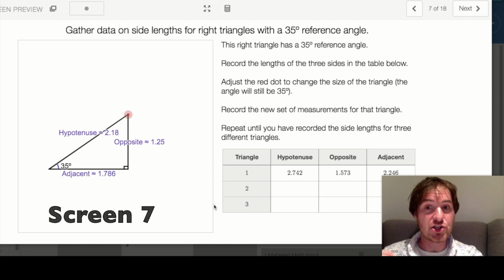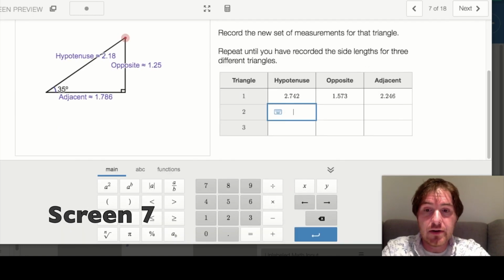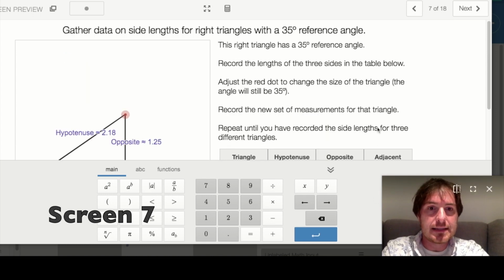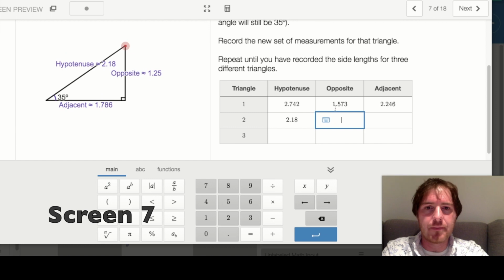That's what you're going to look at today. My adjacent over hypotenuse ratio should be the same. That's what we'll look at today. So let's let this be my second triangle. Let's check this one out here. I'm 2.18 for the hypotenuse. Opposite, hitting tab. I think that's the problem here. Opposite is going to be 1.25.